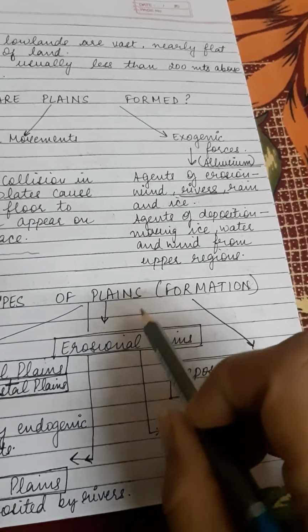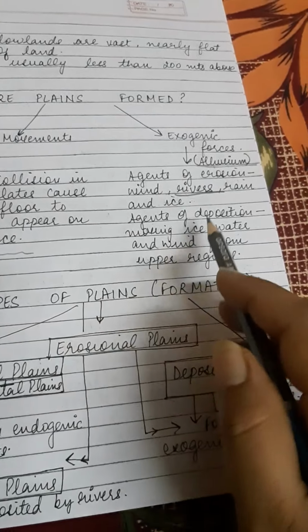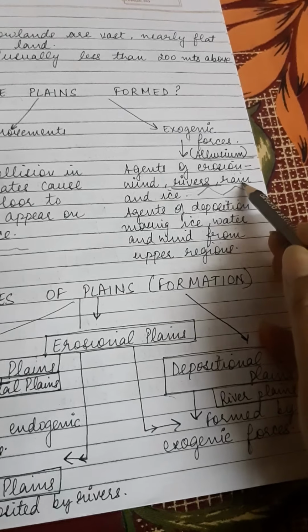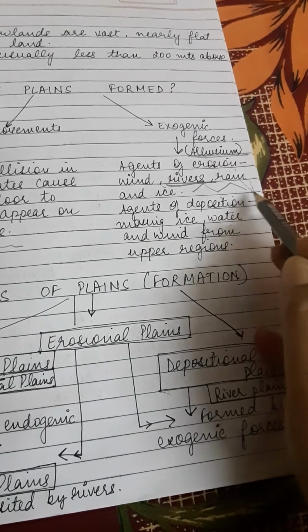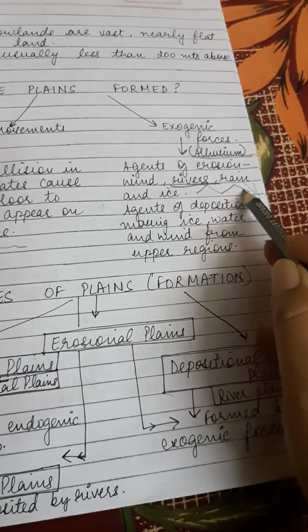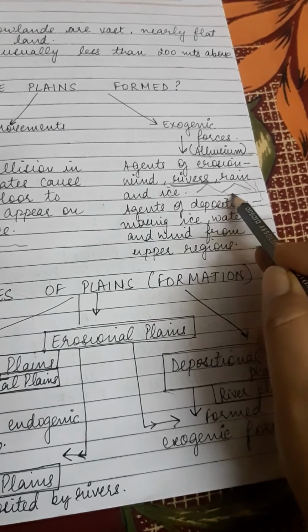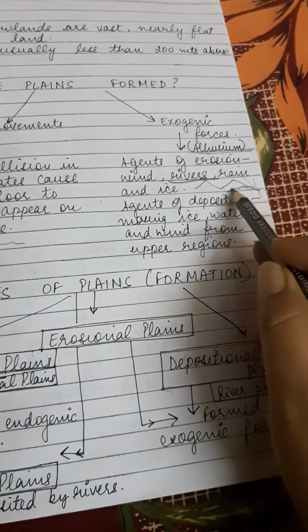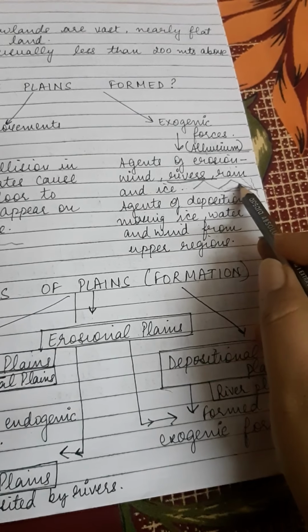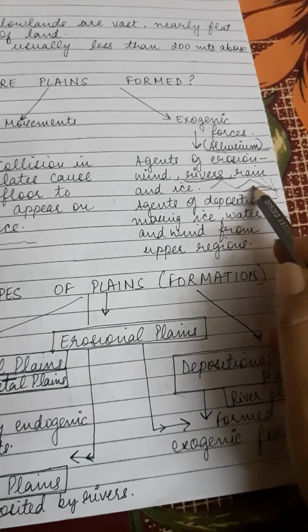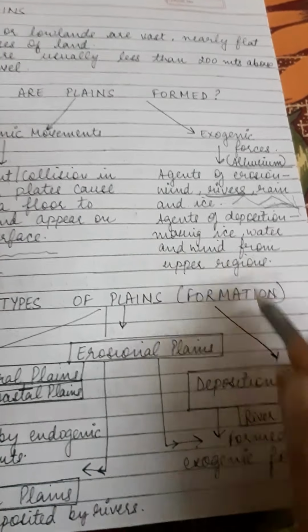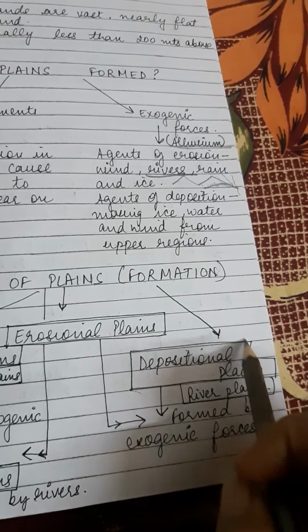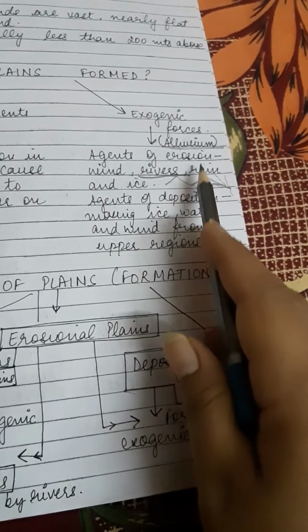So the plains which are formed by the erosion, that means the mountains have been eroded by the river. The mountains have been eroded. Their level, their height will be reduced. And this is basically called the erosional plain because they have been formed after the erosion. Then we have depositional plains which are formed basically after the deposition.